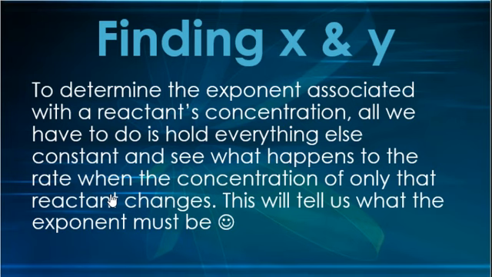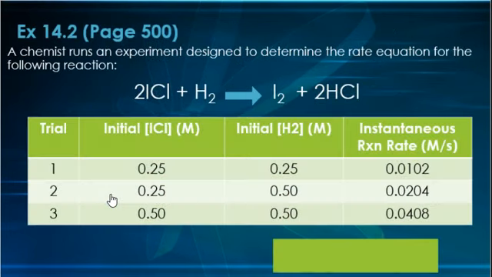So to determine the exponent associated with the reactant's concentration, all we have to do is hold everything else constant and see what happens to the rate when the concentration of only one of the reactants changes. And that will tell us what the exponent must be. All right, so let's do an example. I think it's the only way to really understand it.